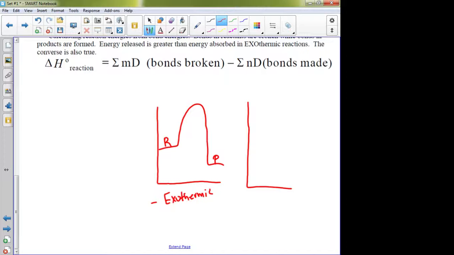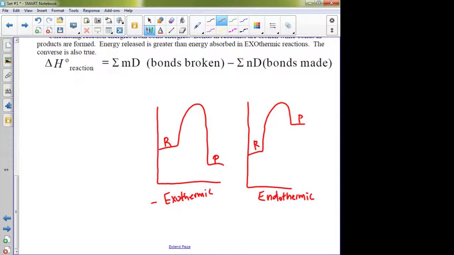Or if I draw the graph like this, overall, this is what kind of reaction? Endothermic. How do I know it's endothermic? There you go. My reactants are lower than my products. Okay? It doesn't matter whether the reaction is exothermic or endothermic. Every single time you go through a chemical reaction, you go through an endothermic and an exothermic process.